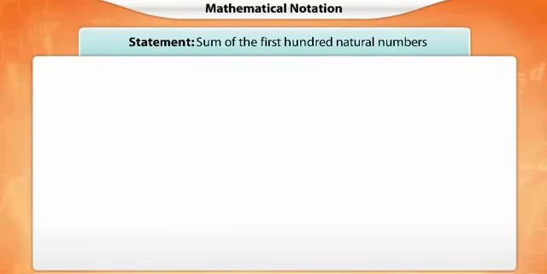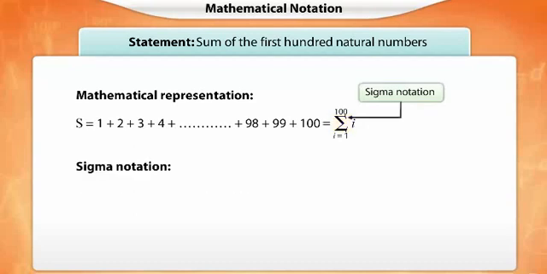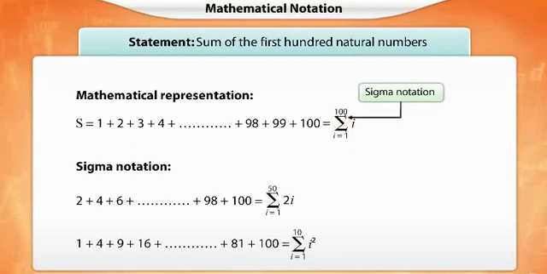Consider that we have to find the sum of the first 100 natural numbers. Before we can calculate the value, we need to express the statement in terms of numbers and symbols. The statement can be mathematically represented as shown. However, the same expression can be expressed in a more compact way using the sigma notation as shown. The sigma notation thus helps us in representing a sum of numbers which are in a sequence in a compact manner.